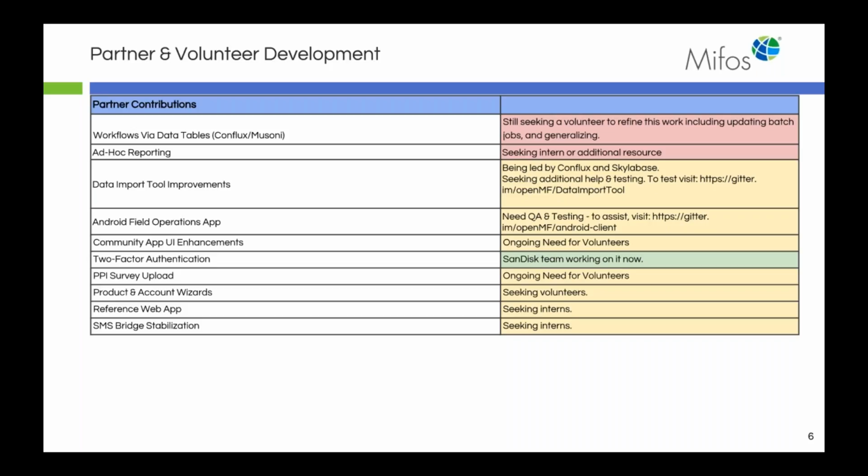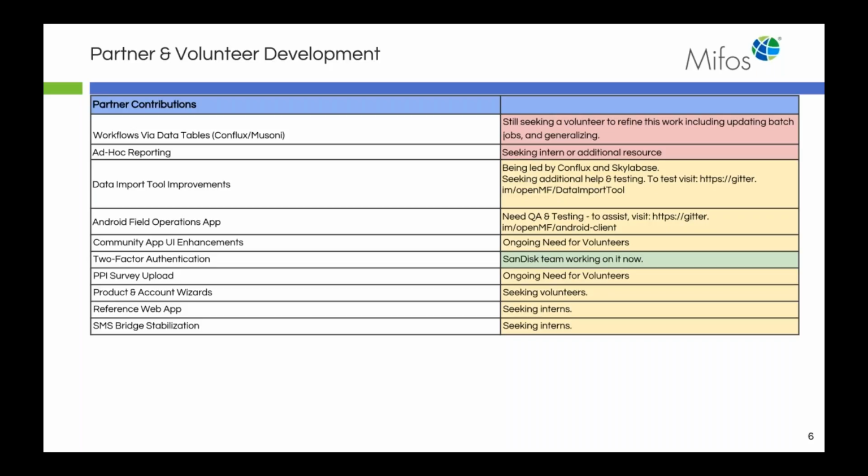So we have the need to extend our data tables module to better support workflows within the community app. And so we want to update our batch jobs and then generalize some of the work that our existing partners, Conflux and Musoni, have done to enable workflows to happen via our data tables module. And then we also have some work around an ad hoc reporting module that's been started by a previous intern as well as one of our partners. And we're looking for a partner or a volunteer to pick up that work and move it forward.